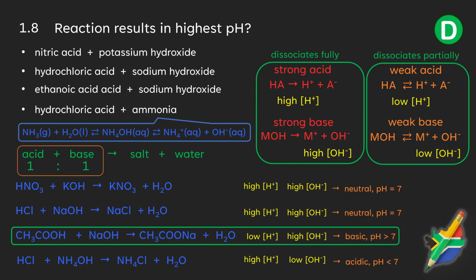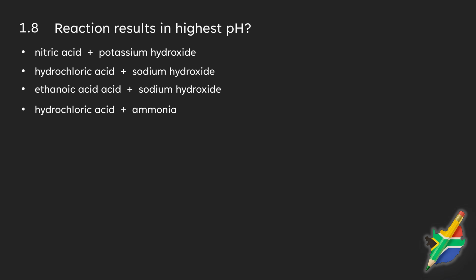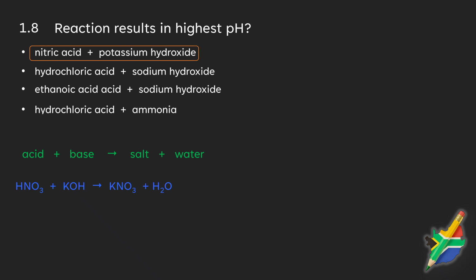Question 1.8. In this question, we need to find out which reaction results in the highest pH. We are given these acids and these bases. We know that when an acid and a base react, a salt and water are produced. Let's write the equations for each reaction. When nitric acid and potassium hydroxide react, the products are potassium nitrate and water. We can see the potassium ion from the base and the nitrate ion from the acid form the salt potassium nitrate, and the hydrogen from the acid and the hydroxide from the base form water.